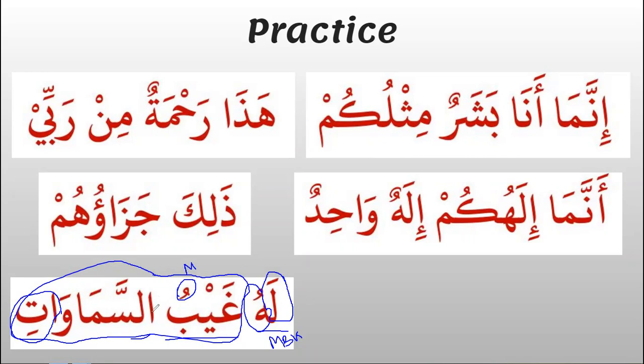So lahu ghaibu samawati. What does that mean? What is its translation gonna be? For him is the unseen of the sky. I told you in the previous slide, if you see la come before the mubtada, then you can translate it as he has or he owns. So here it's gonna be he owns the unseen of the skies.